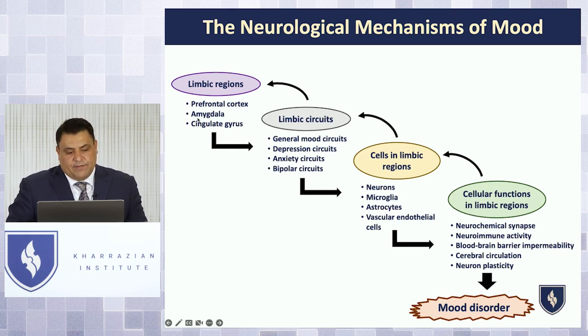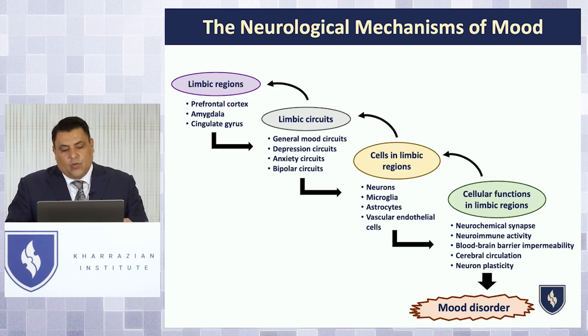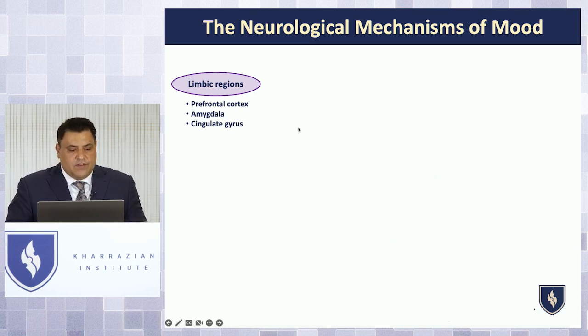ultimately what you have is something dysfunctional along the regions, the circuits for all the different parts of the limbic system that work together, the cells in these different regions, or the cellular functions of cells in these different regions that are not working. So limbic regions include the prefrontal cortex, the amygdala, cingulate gyrus. There's more. We'll go through them in detail, but each of the main ones.